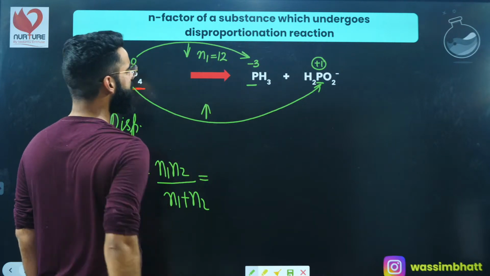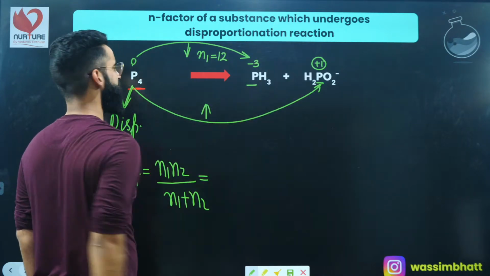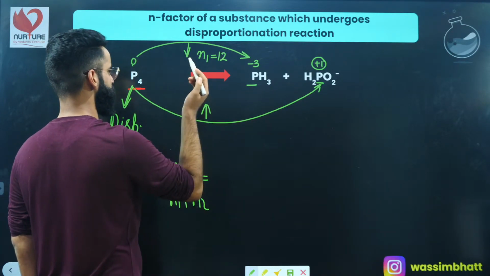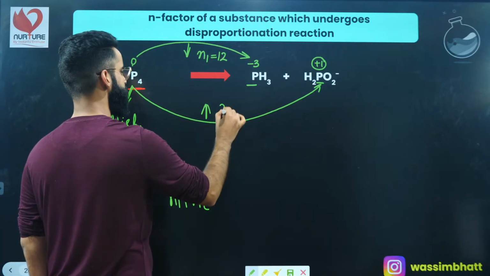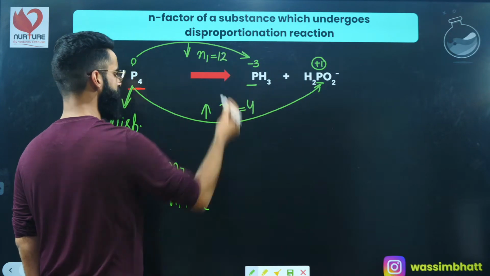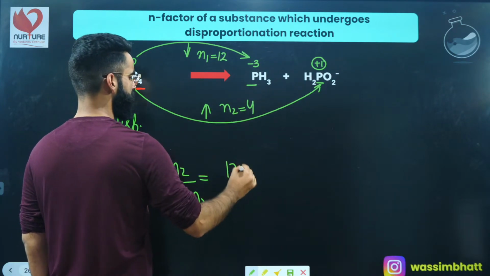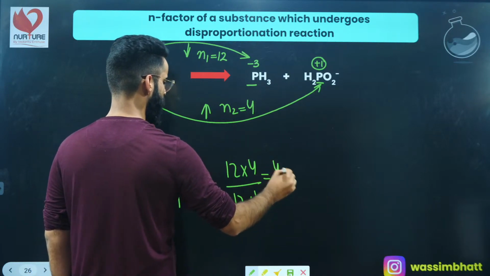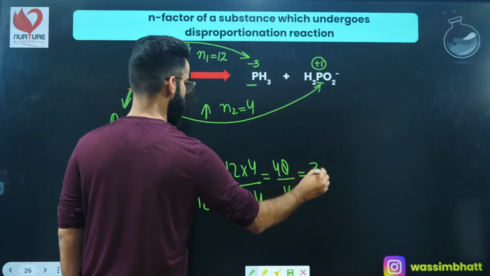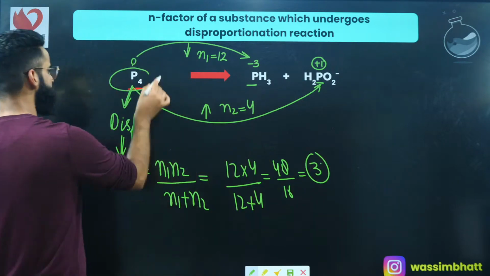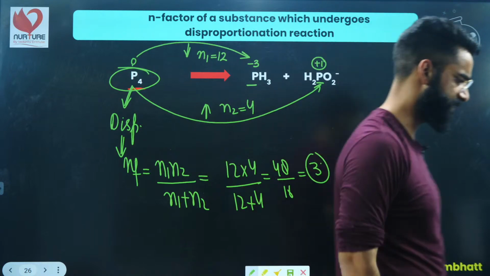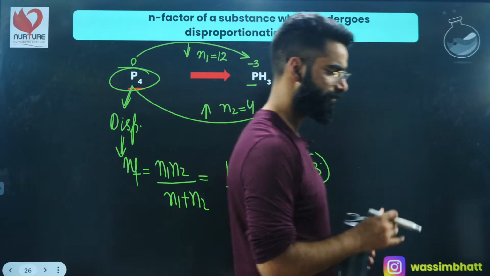Right? Similarly, N2. 0 to +1. Change in the oxidation state is 1. 1 is the change in the oxidation state for 1 atom of phosphorus. But I have 4 atoms. So N2 value comes out to be 4. I got N1, I got N2. So it's going to be 12 multiplied by 4 divided by 12 plus 4. It's going to be 48 divided by 16. The value comes out to be 3. 3 is the N factor of P4 in the reaction. I'm sure it's clear to everyone, right? Okay.